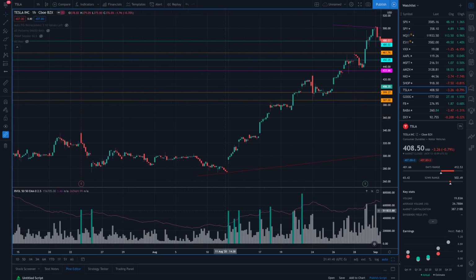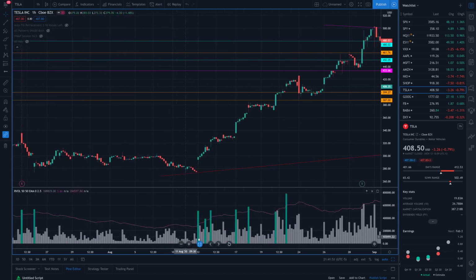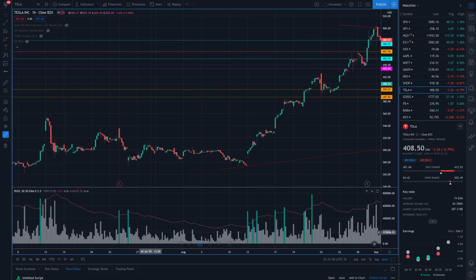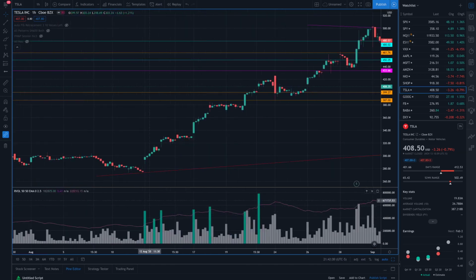Compared to, let's say, August 12th, before August 12th, Tesla volume was kind of low, because you can see that by these bars at the bottom. It's really low. It's okay-ish. But when they announced their stock split, Tesla volume shot up, and there was serious momentum happening here.